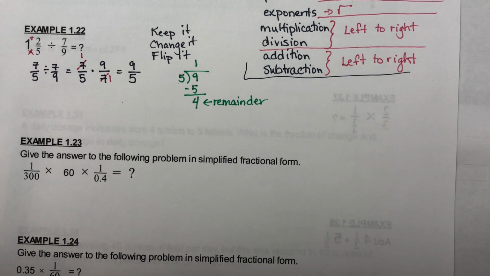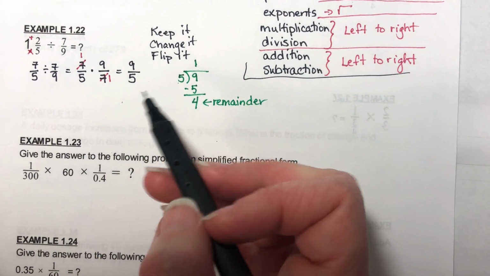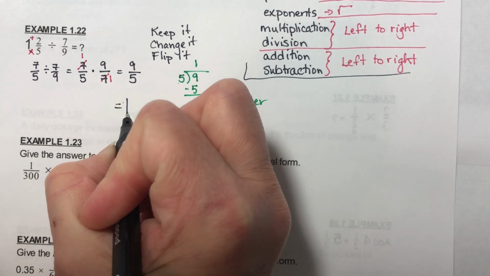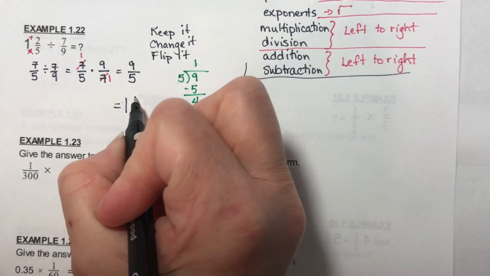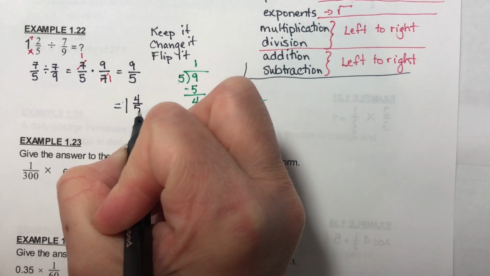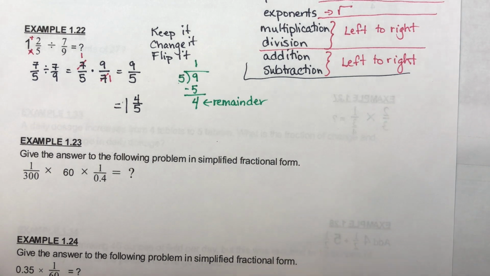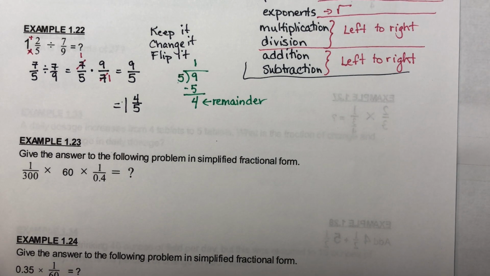When you first learned division, that's how you talked about it. To write your answer as a mixed number, this is the whole part, so it's 1, and your fraction is 4/5. It's always your remainder over what you were dividing by. So this is 1 4/5. That would be the answer they're looking for. Okay.